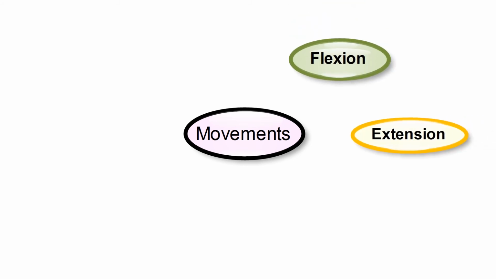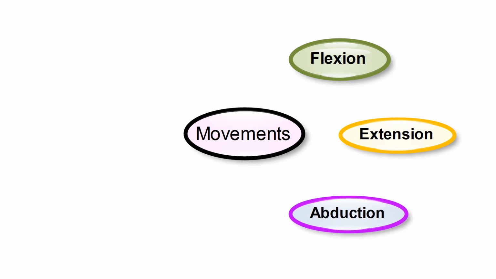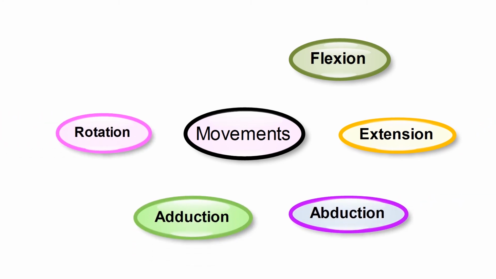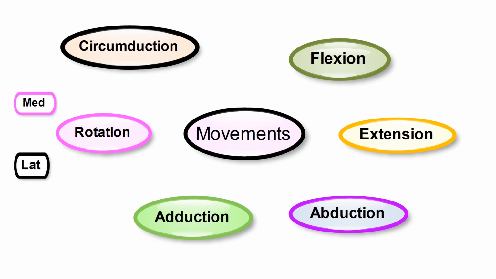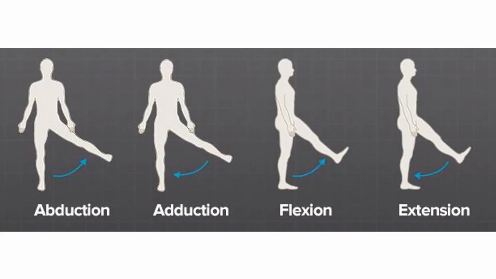These are the movements that can be done by the hip joint: flexion, extension, abduction, adduction, lateral and medial rotation, and circumduction. Now, you know these movements, and there's a special YouTube film about what these movements are. Study this demonstration of what the hip joint can do.